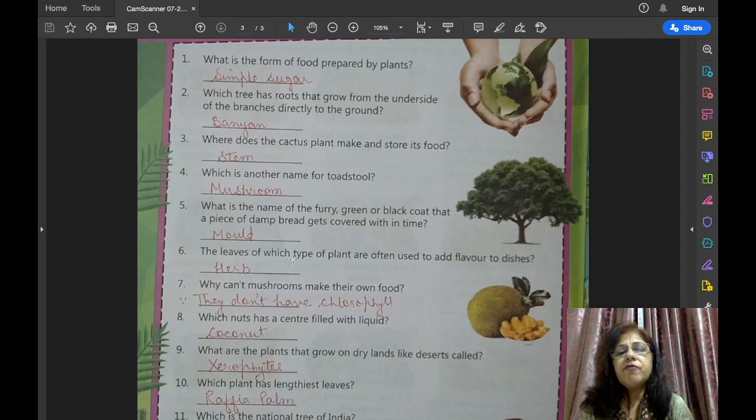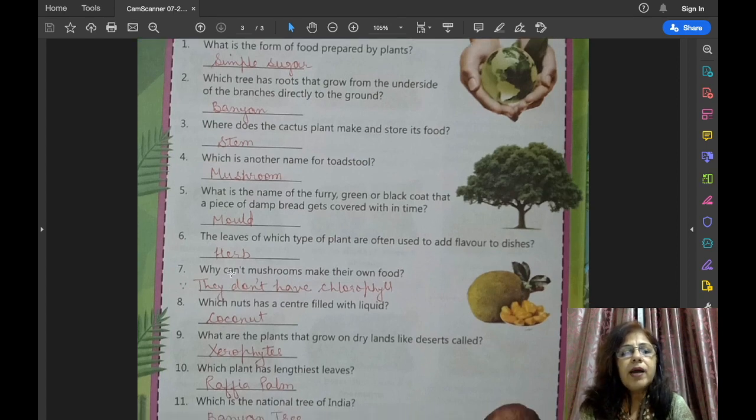The leaves of which type of plant are often used to add flavor to dishes? It is an herb like mint, coriander. When you put them in dishes, they are used to add flavor in the dishes. Why can't mushrooms make their own food? Because they do not have chlorophyll. Mushrooms are not green in color, so they do not have chlorophyll, so they can't make their own food.